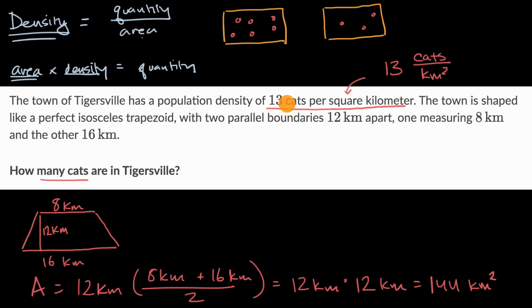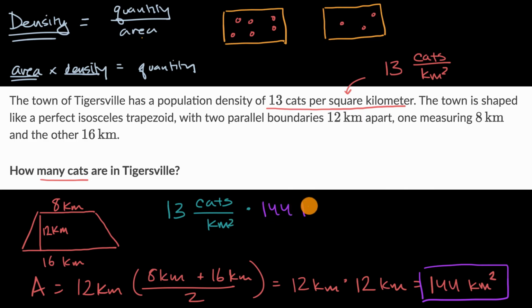Now we know we have 13 cats per square kilometer. So let me do this here in another color. So if I multiply 13 cats per kilometer squared, and I multiply that times this business right over here, times 144 square kilometers. And you might also notice that the units cancel out the same way that variables might. So that cancels out with that. You're going to get 13 times 144, and then the units that you're left with is just cats.